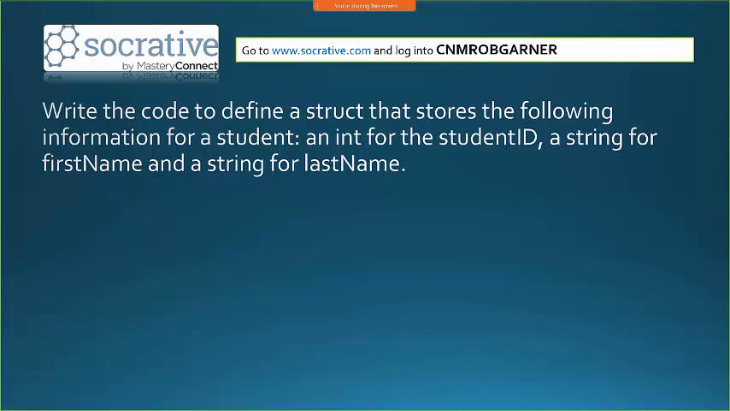So write this. How would we define a structure that stores information for a student with an int for student ID, a string for first name, and a string for last name? Just for practice, go ahead and put that back in.